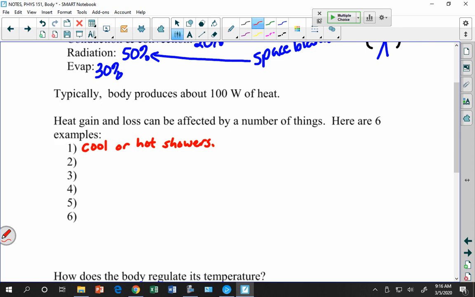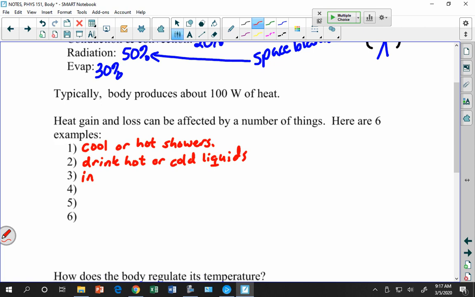You can drink hot or cold liquids, like tea or, I don't know, cold water. You can insulate the body.